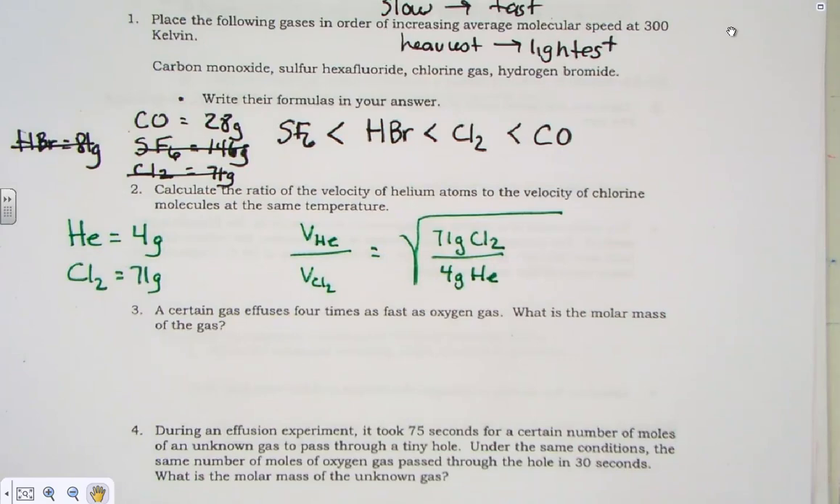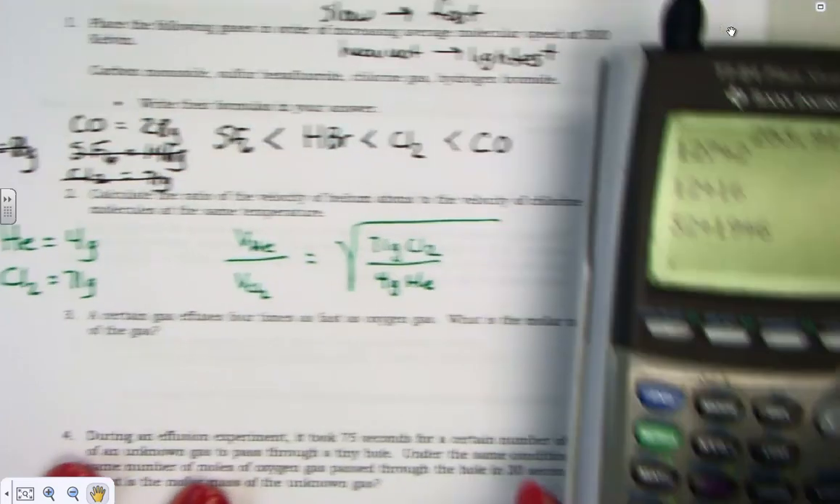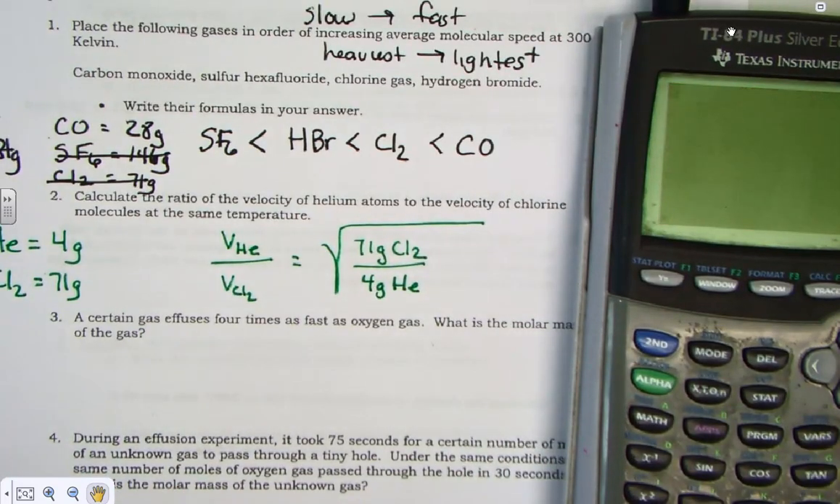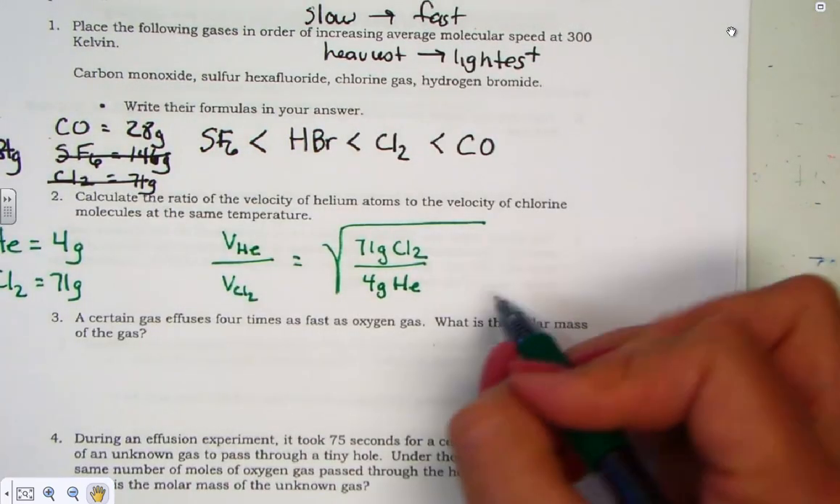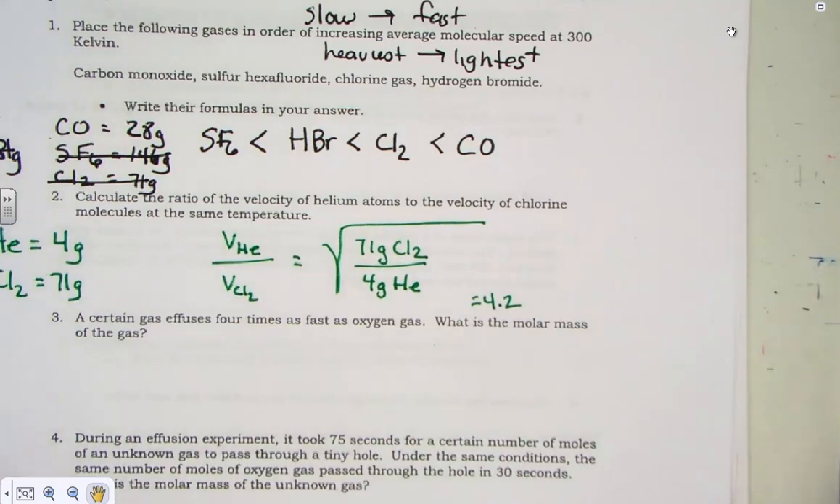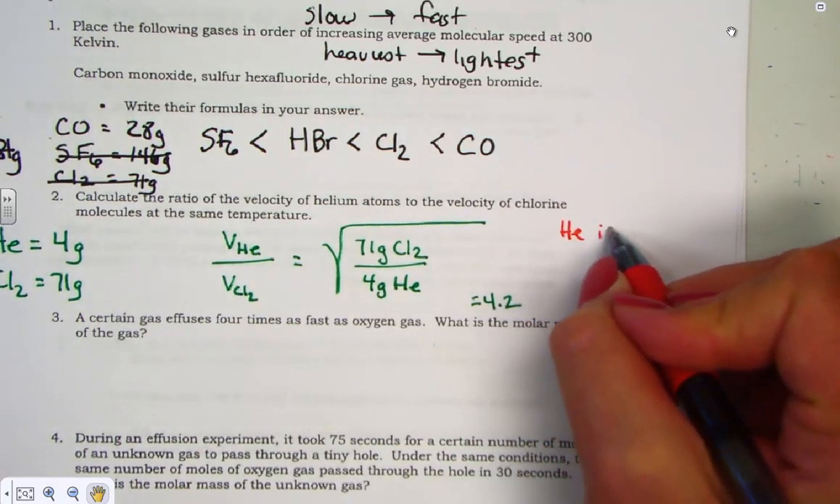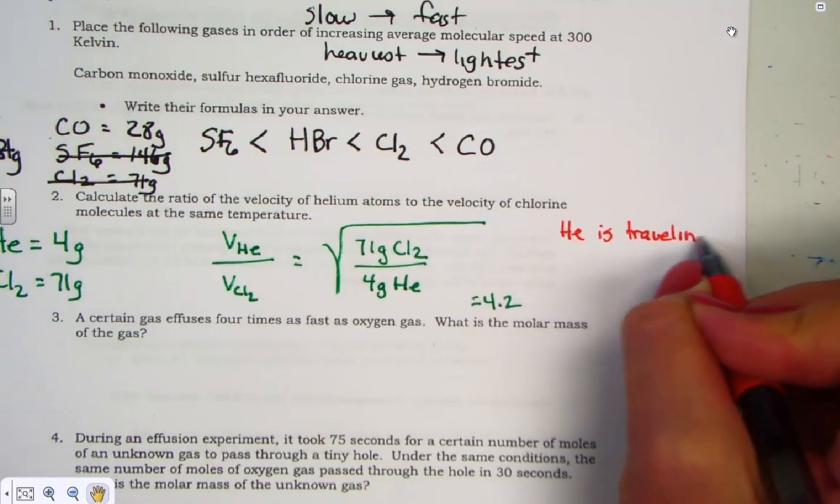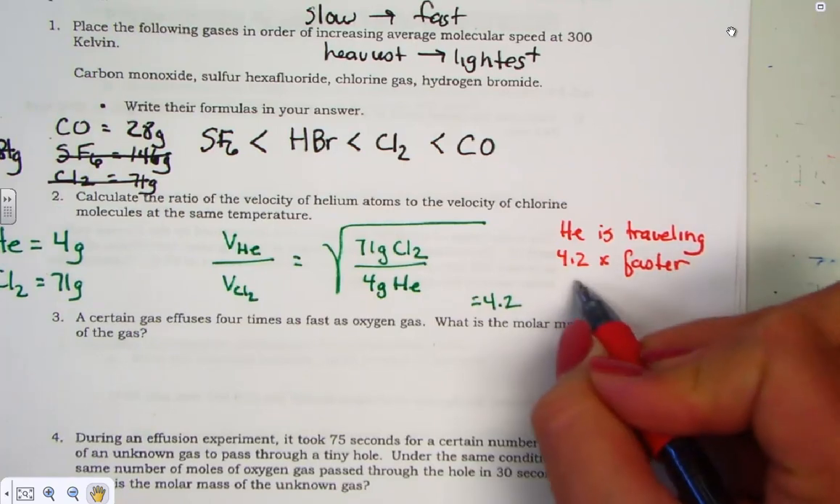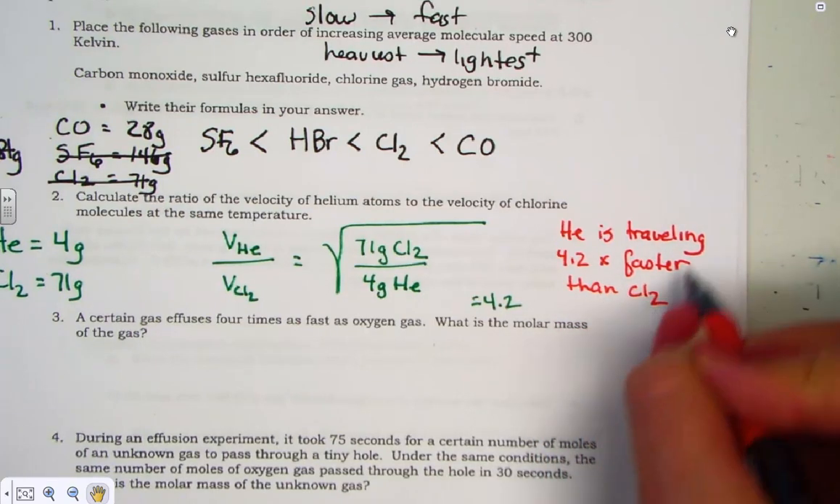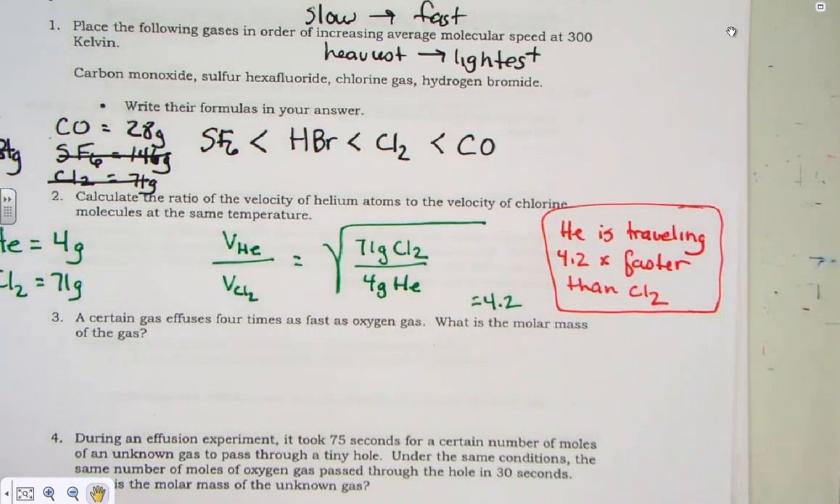How much quicker? Remember, if we had flipped it around, you're just going to tell me how much slower chlorine is. Putting the lighter gas on top tells me how much quicker it is. So I'll just take the square root of 71 over 4. And that ratio is 4.2. But write a sentence so I know you know what that means. Helium is traveling 4.2 times faster than chlorine. Lighter gases travel faster.